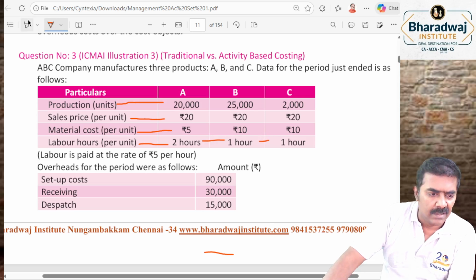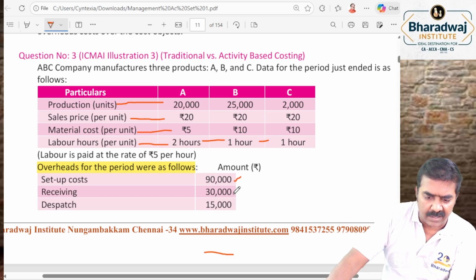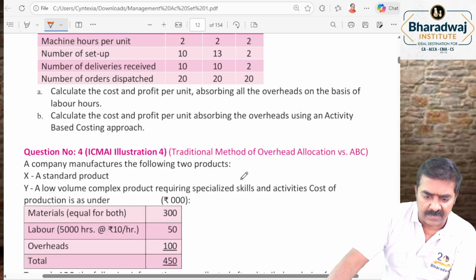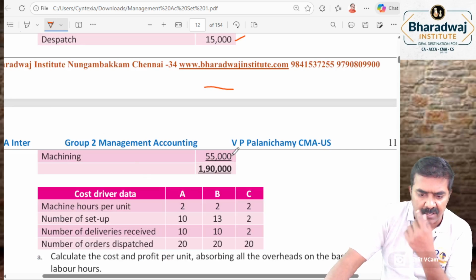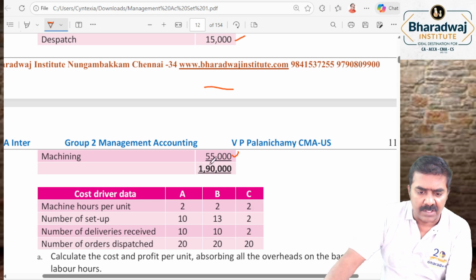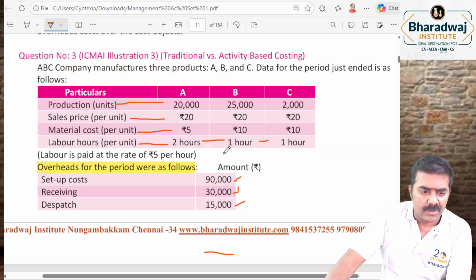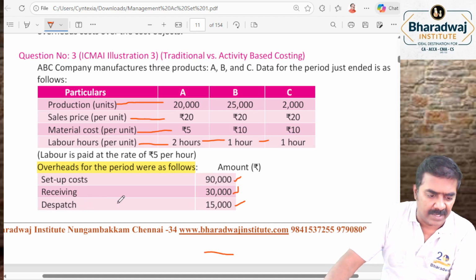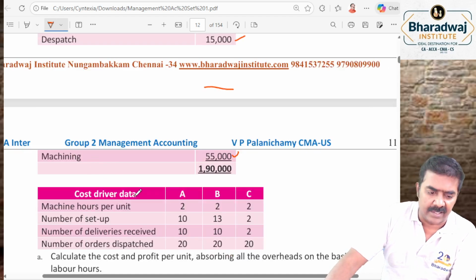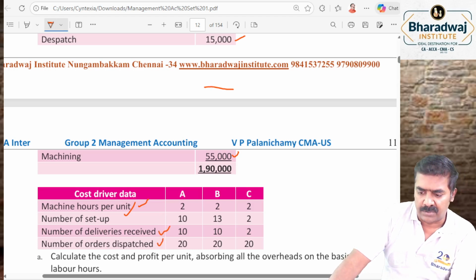1 hour is given. Then overheads are classified under the period as follows. Setting up related cost, receiving related cost, dispatch related costs are given. Read further what is given. Machining related cost is given. What is the total overheads? So how many activities in this question? Setting up related activity, receiving related activity, dispatch related activity, then machining related activity are given. Then they have given machine hours per unit, number of setups, number of deliveries received and number of orders dispatched.